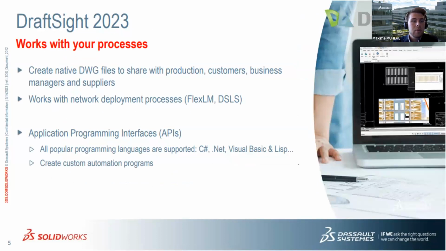DraftSight 2023 works with your processes. So again, it creates native DWG files to share with your production, your customers, your businesses and managers, as well as suppliers.